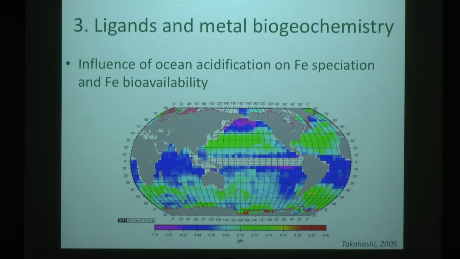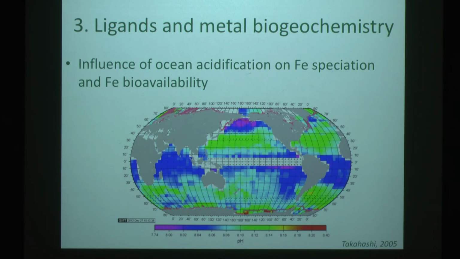We also have a project that was just recently funded to start looking at the effects of ocean acidification on iron speciation. So this is a map of pH in the oceans from Taro Takahashi. We'll be doing our field work up here in the subarctic Pacific, where as you can see, pH is especially low.